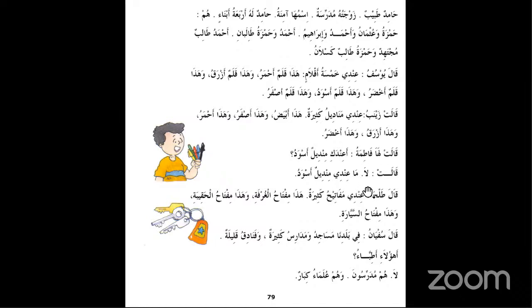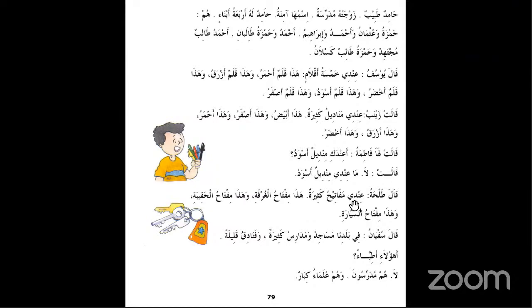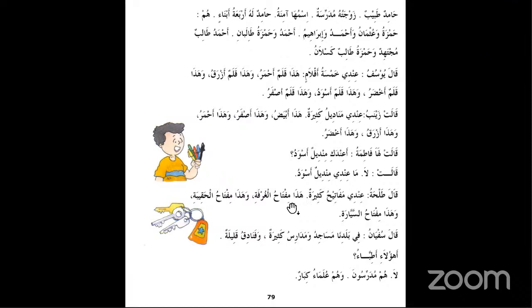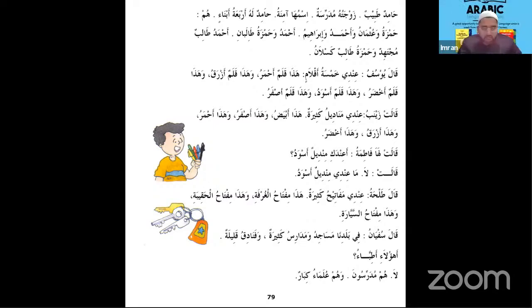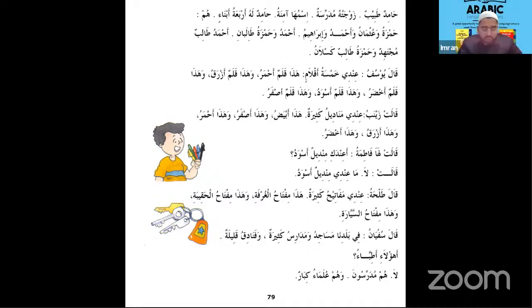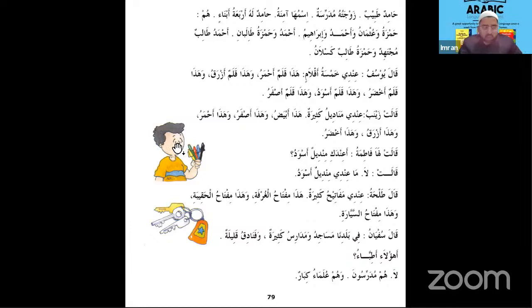Continue. قال طلحة. Talha said, عندي مفاتيح كثيرة. I have many keys. هذا مفتاح غرفتي. This is my room key. وهذا مفتاح حقيبتي. And this is the key for the bag. وهذا مفتاح سيارتي. And this is the key for the car.